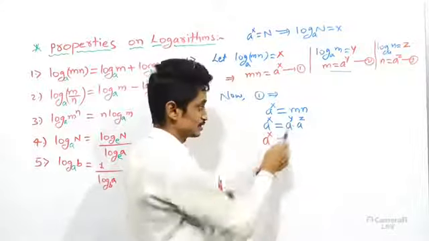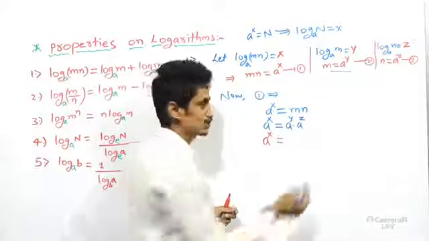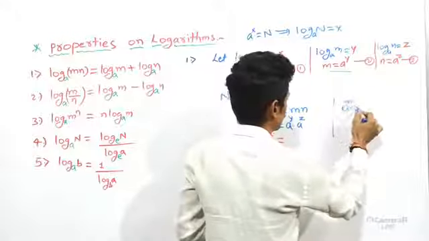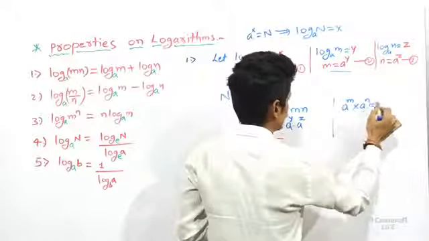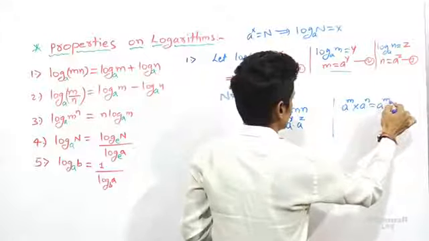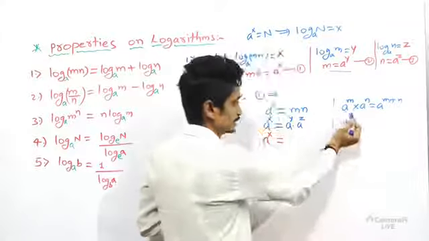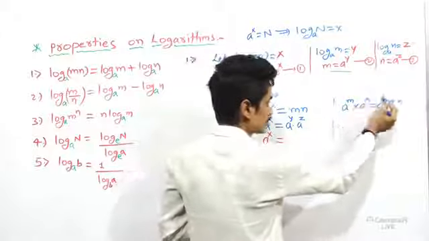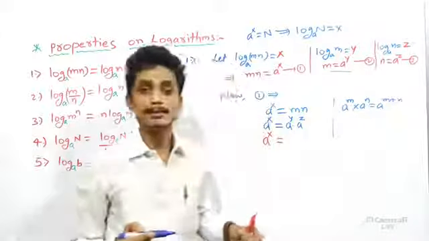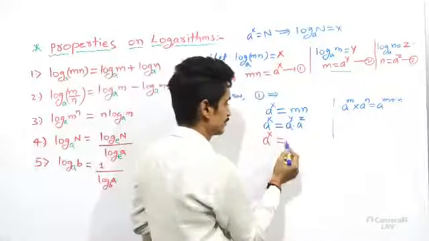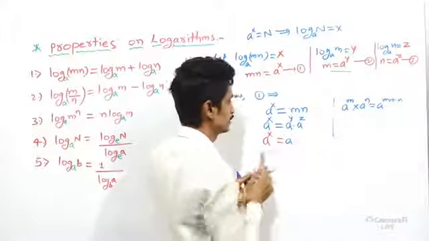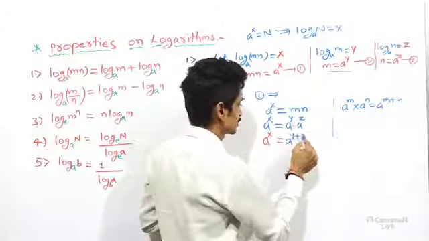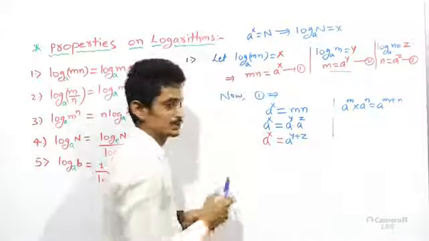The RHS is completely in exponential form. What is the law of exponent? A power m into a power n is equal to a power m plus n. When the bases are the same with a product sign, we must add the powers. What are the powers here? A power y plus z.